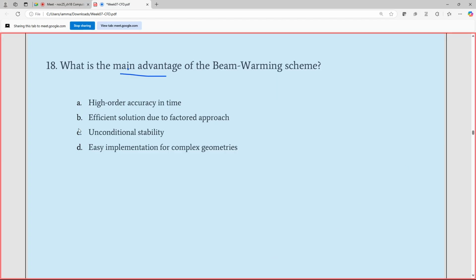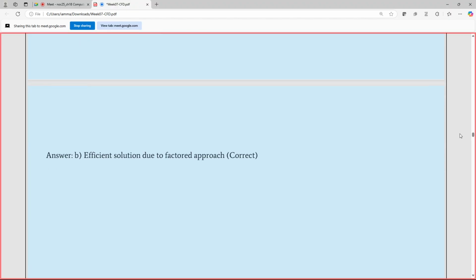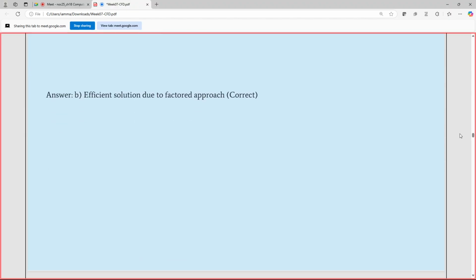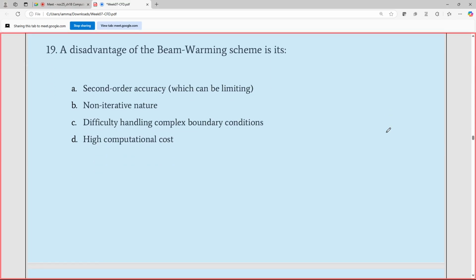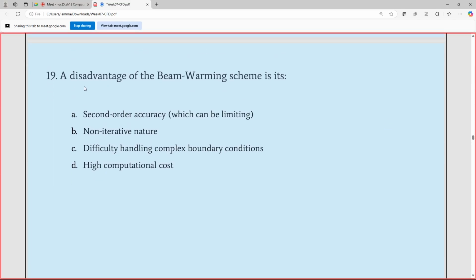Our answer is option B, efficient solution due to factored approach. So the Beam-Warming scheme mostly follows a factored approach, and due to this factored approach, the solving process will be more efficient compared to other schemes. Next question is on the disadvantages of the Beam-Warming scheme.